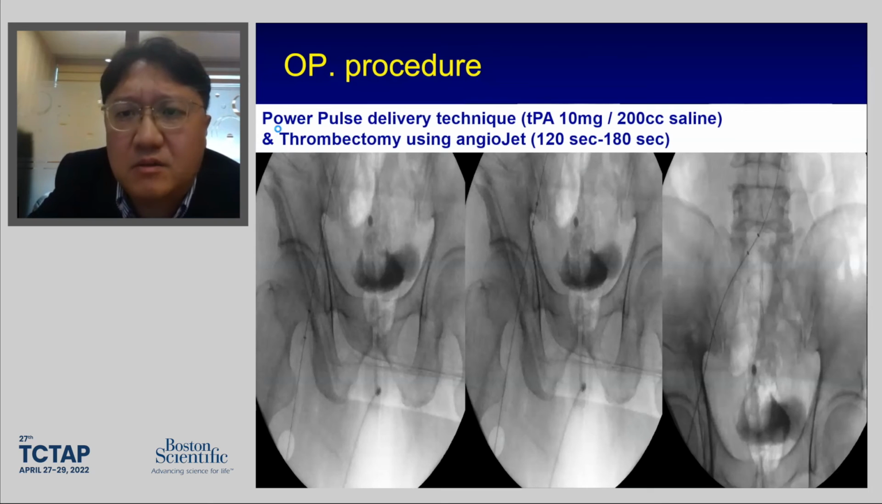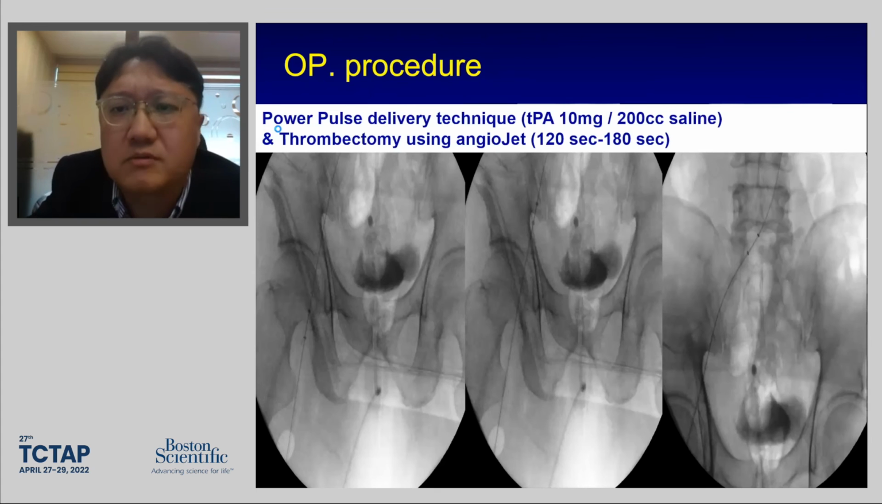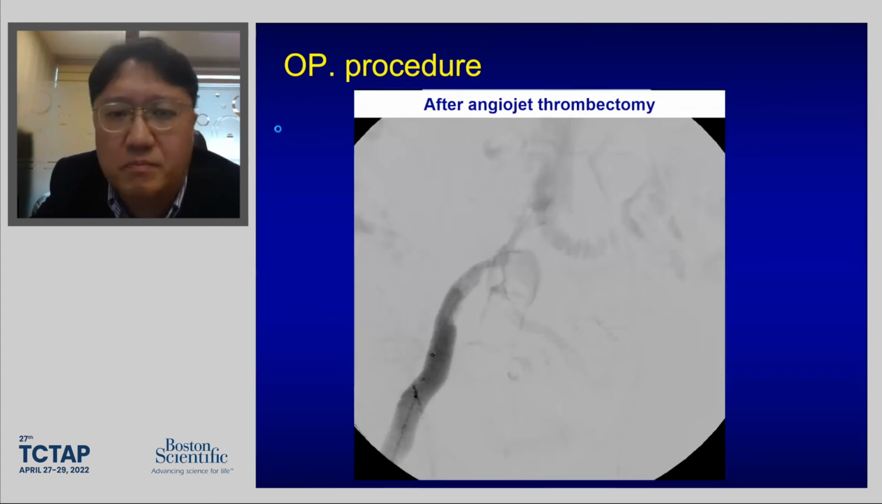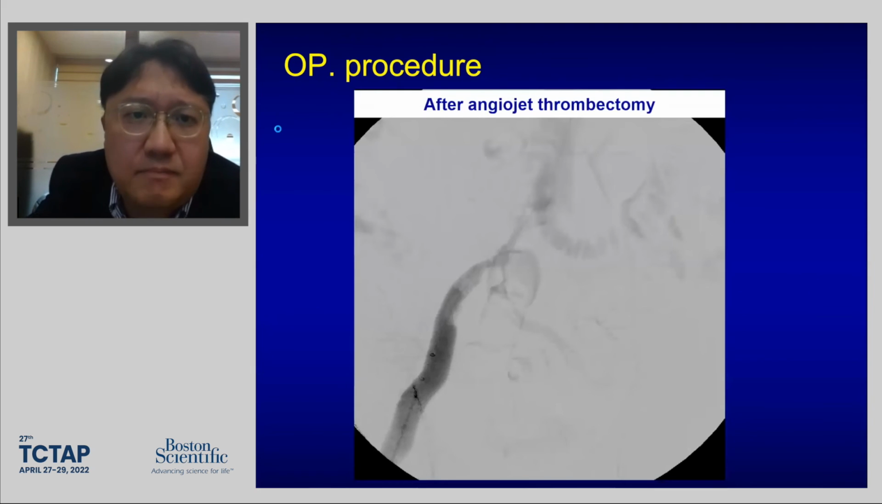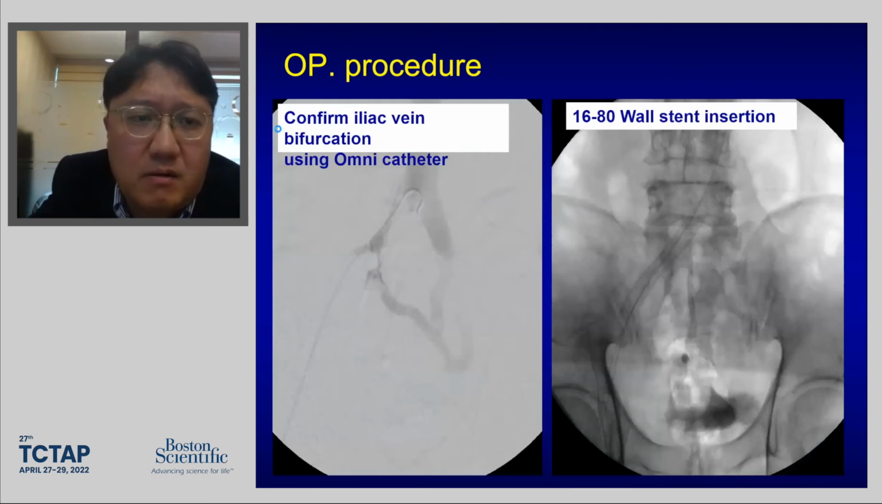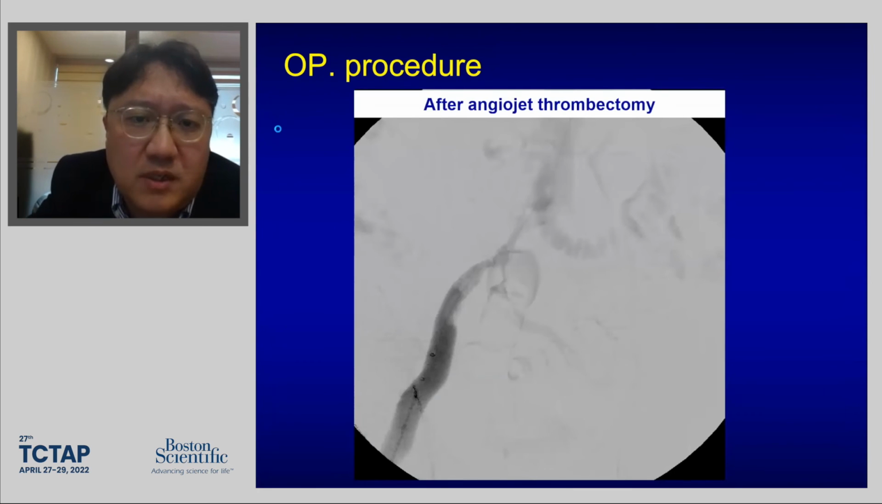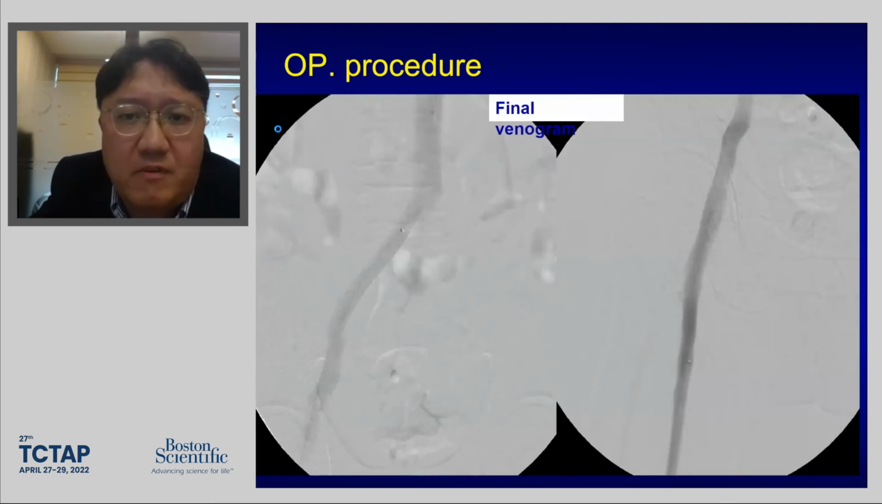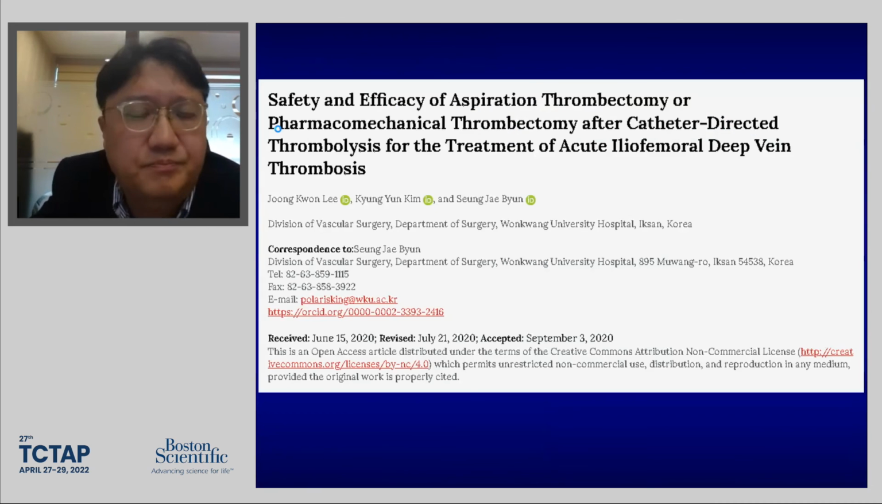But I think that increasing the power pulse delivery technique time will have a very good effect. This is just my idea. The company recommended 100 saline mixed with tPA, but I use 200 saline mixed. Therefore, increasing pulse delivery technique time is more effective. After AngioJet thrombectomy, thrombus cleared, a stenotic common iliac lesion became visible and was treated with stenting. And the final venogram shows very good recanalization.